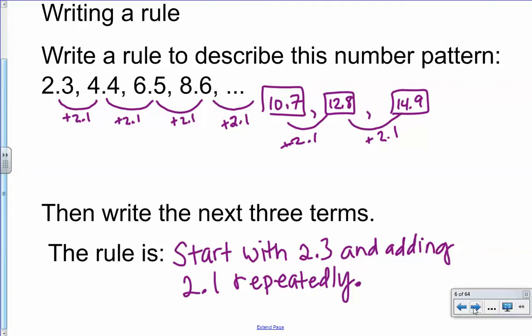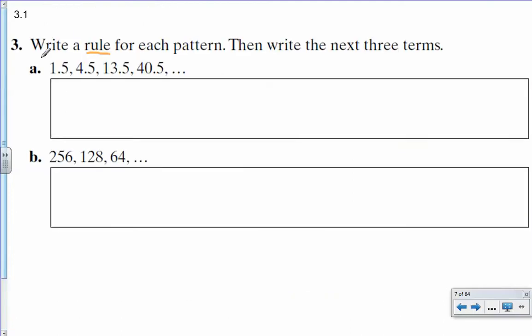This is our rule. So let's go ahead, and you are going to pause, and you are going to write a rule for each pattern. So we're looking at quick check 3A. You're going to write a rule for each pattern and then write the next 3 terms. So go ahead and hit pause, and then I'll be back with the correct answers. All right, welcome back. Let's see if we have the same answers that I got.